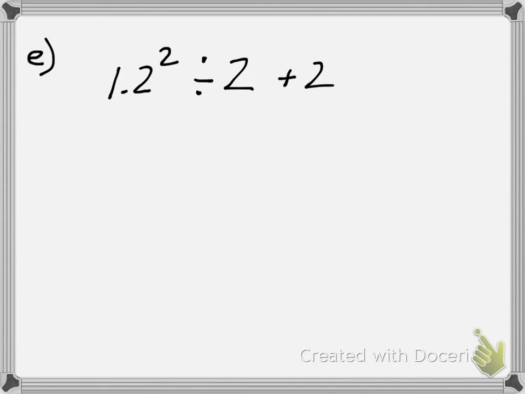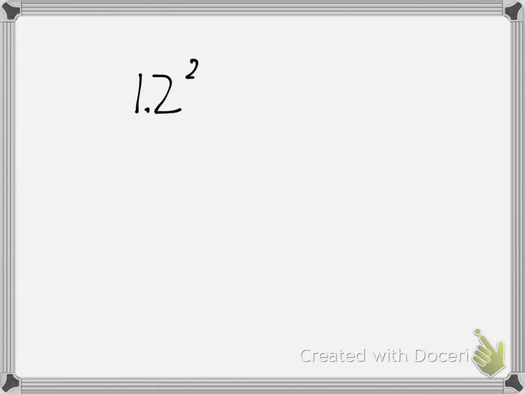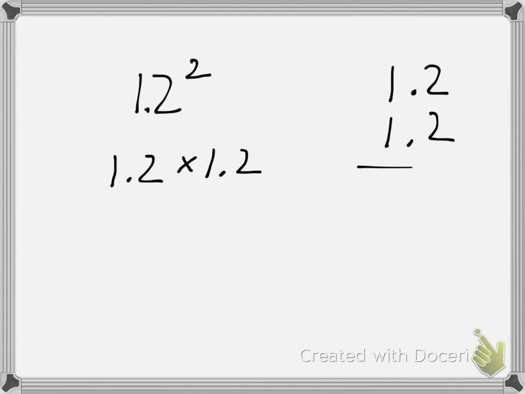Our next one, we're going to skip down to E. We have, first of all, some exponents. We do parentheses first, then exponents. So we go right to this exponent. This is 1.2 squared. So in order to do this, 1.2 squared means we write 1.2 twice and multiply them. So when we're multiplying decimals, first of all, we can multiply and ignore the decimal points. So 12 times 12 is 144.